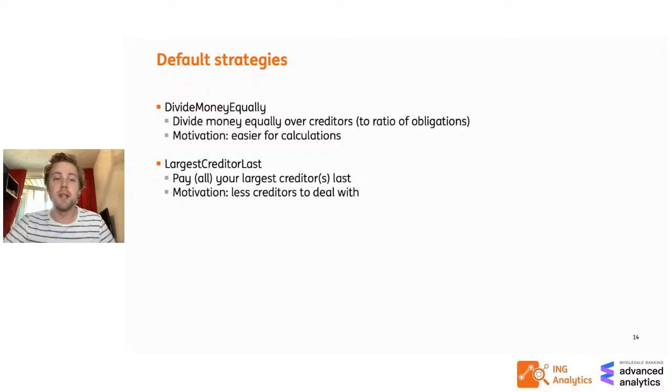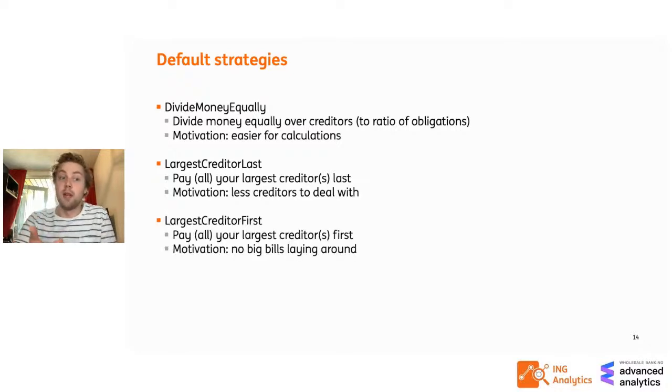A strategy that's more motivated by observed behavior from colleagues at ING is largest creditor last, where you pay what you can, but you do this in such an order that you pay your largest creditor last and your second largest creditor second last. So you pay the small bills until you run out of money. The motivation for this is that you have fewer creditors to deal with. Only a few large obligations that you don't pay. And for the simulation, this wouldn't matter, but in reality, this would mean you would have to ask fewer people for later payments.